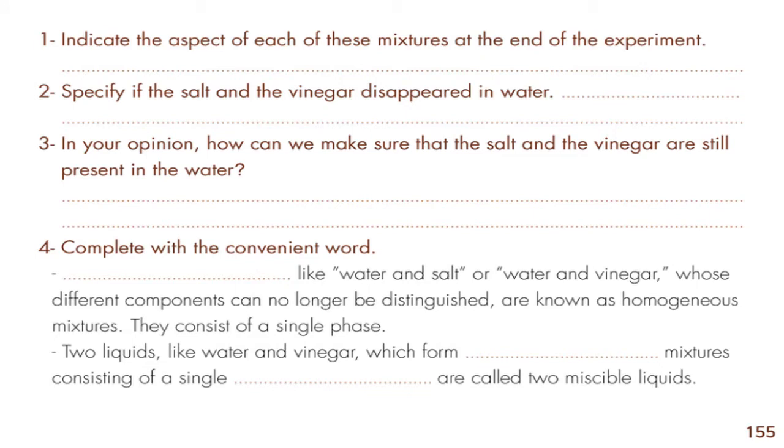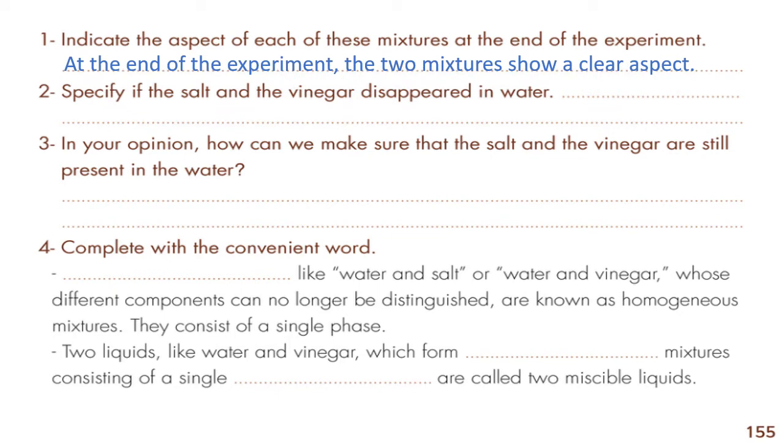After watching the video, let's solve together the following numbers. Number 1. Indicate the aspect of each of these mixtures at the end of the experiment. How did the two mixtures, salt and water, vinegar and water, appear? What is their aspect? What is their appearance? At the end of the experiment, the two mixtures show a clear aspect.